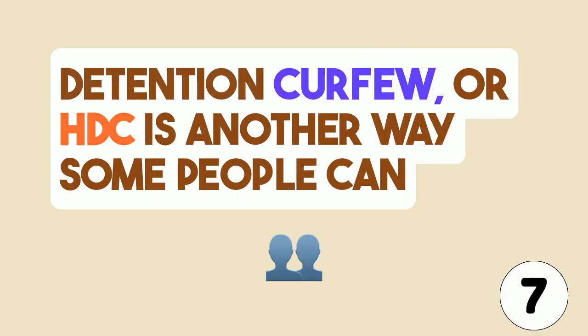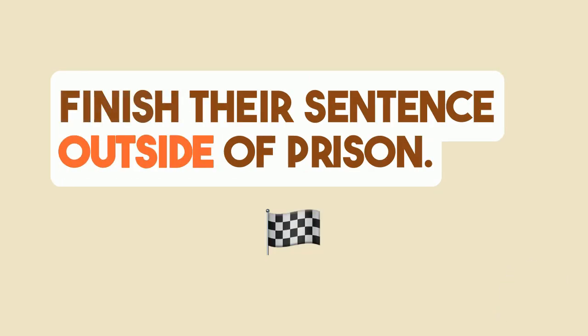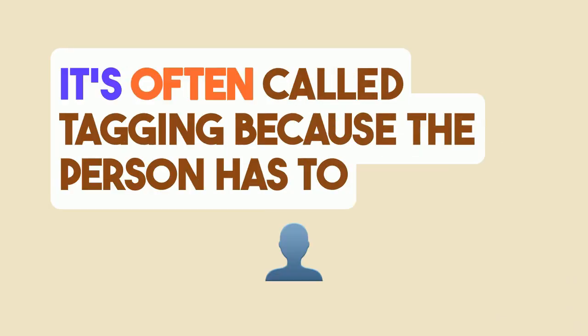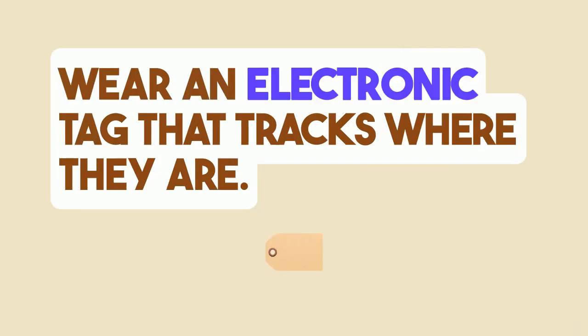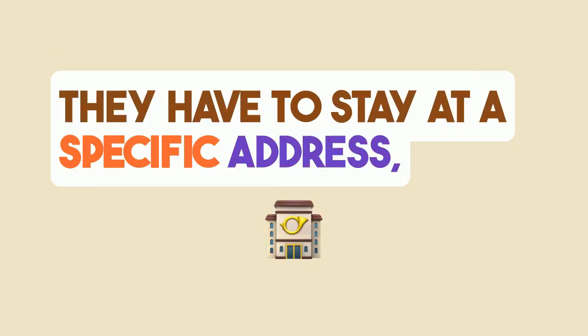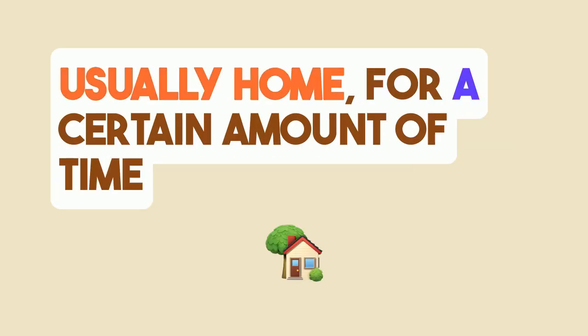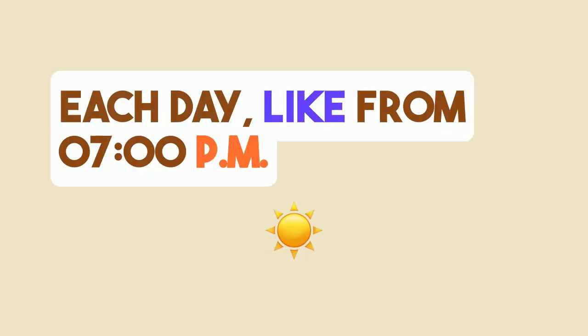Home Detention Curfew, or HDC, is another way some people can finish their sentence outside of prison. It's often called tagging because the person has to wear an electronic tag that tracks where they are. They have to stay at a specific address, usually home, for a certain amount of time each day, like from 7 p.m. to 7 a.m.